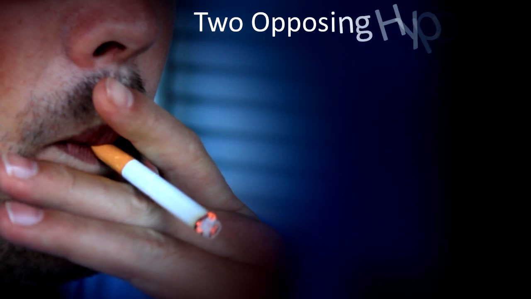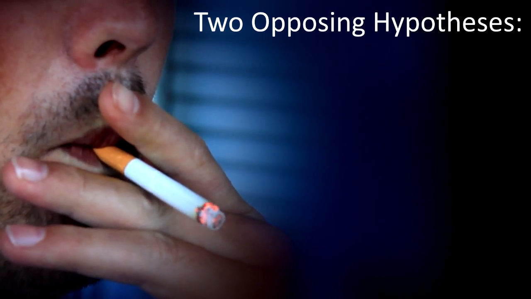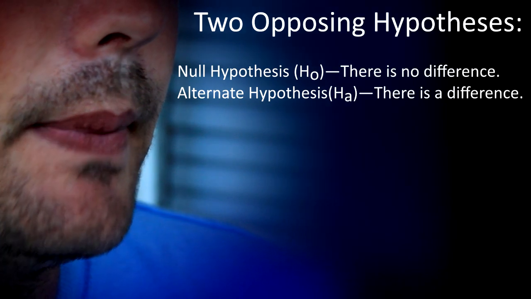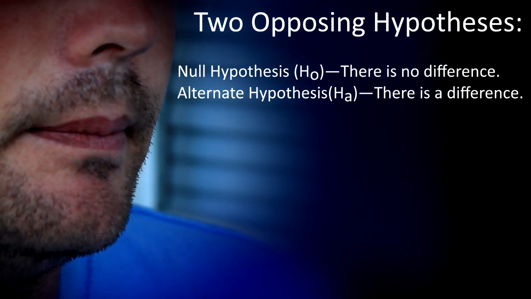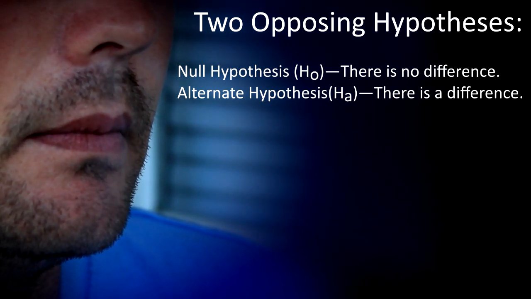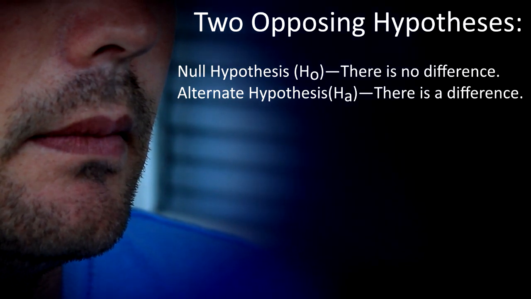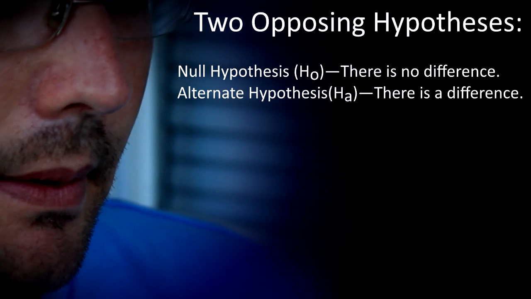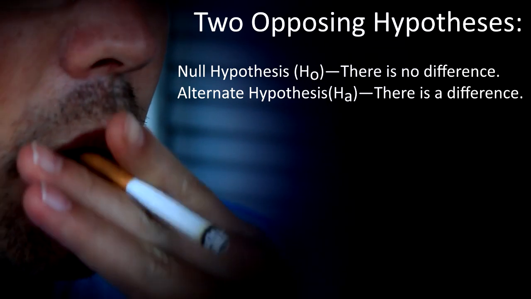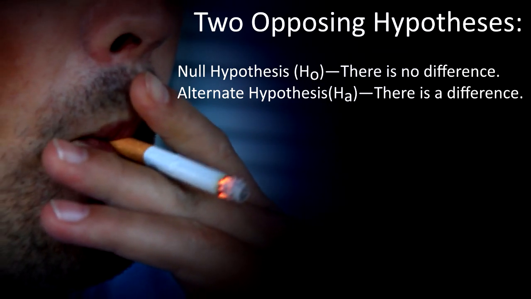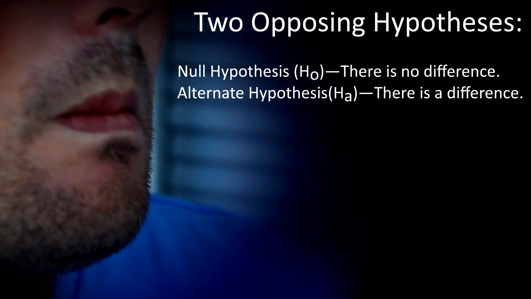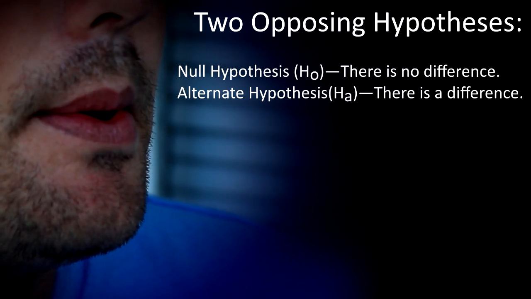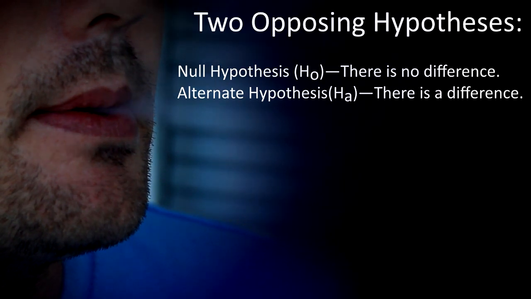First, there are 2 opposing hypotheses for this question. The null hypothesis, commonly shown as an H subscript 0, is that there's no difference in smoking quantity between people with and without depression. The alternate hypothesis, shown as H subscript A, or sometimes shown as H subscript 1, is that there is a difference in smoking quantity between people with and without depression.